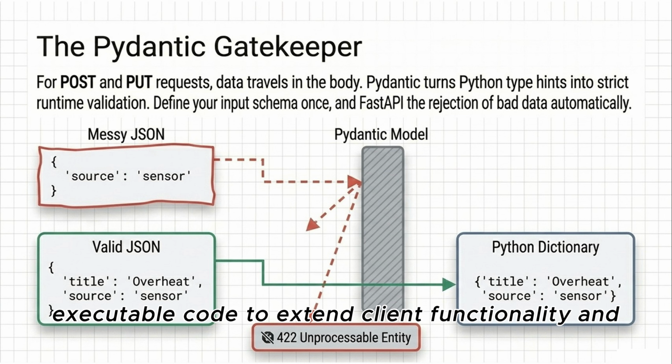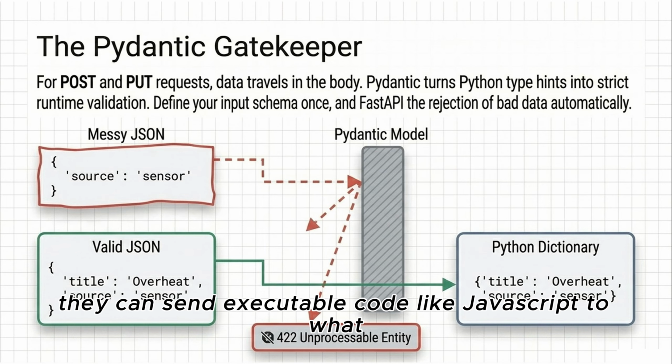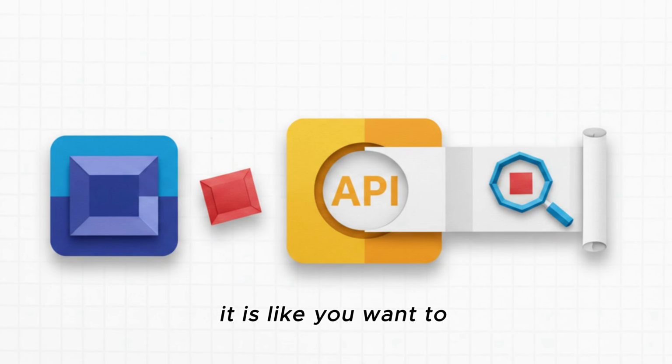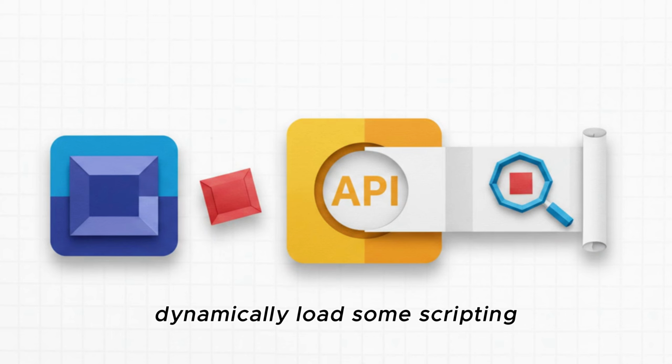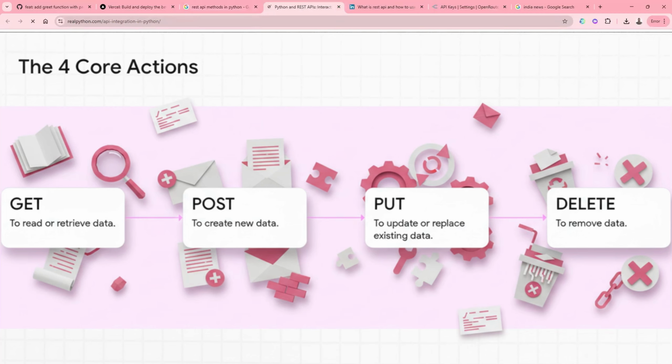Executable code to extend client functionality. These REST APIs can send executable code like JavaScript to extend that client functionality. That is also possible using REST APIs. It is like you want to dynamically load some scripting when that REST API is called.